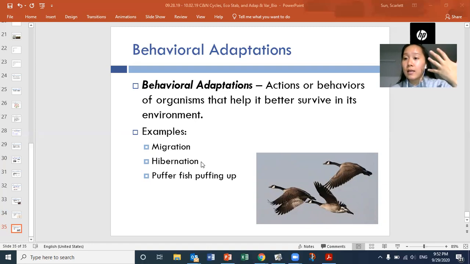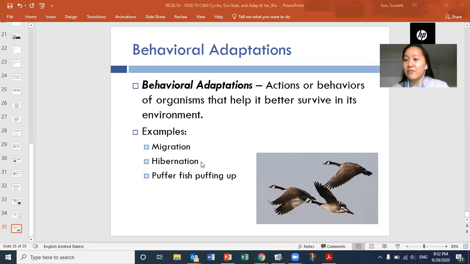And that is something that their body hormones tell them: oh, the weather is changing, the days are getting shorter, it's time to get ready to hibernate. And it's a behavior that they do to help them survive better because they're not wasting energy, and then they're more likely to survive a winter if they're hibernating instead of trying to hunt for food where there's no food available. A shorter term one that's a behavior is a puffer fish.